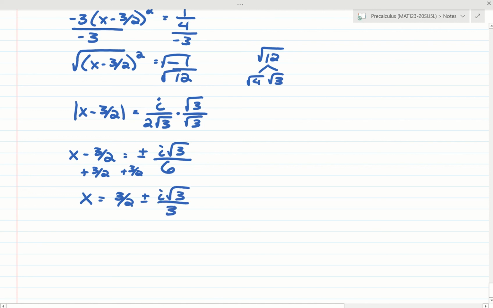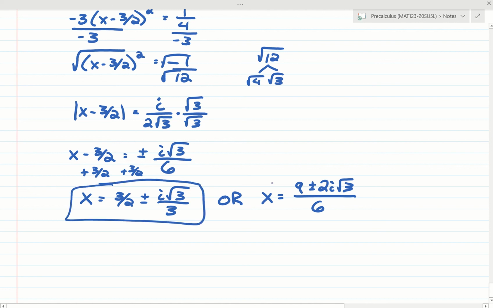If you wanted to get a common denominator, you could make it into 6. So let me just show you what that would look like. We have to multiply this by 3 over 3. That would be 9 over 6, plus or minus, multiply this by 2 over 2, 2i√3 over 6, or the whole thing over 6. So for me, either answer would be fine, but if you're doing homework problems, just be able to recognize that these two are exactly the same.